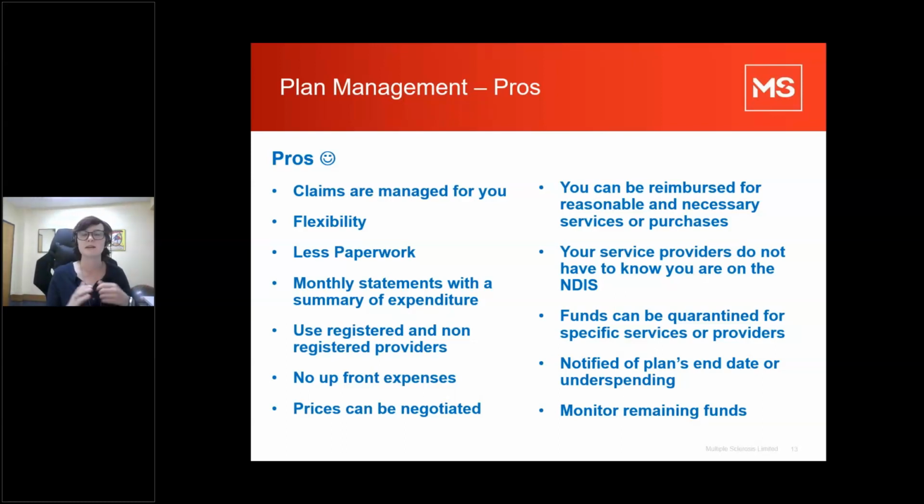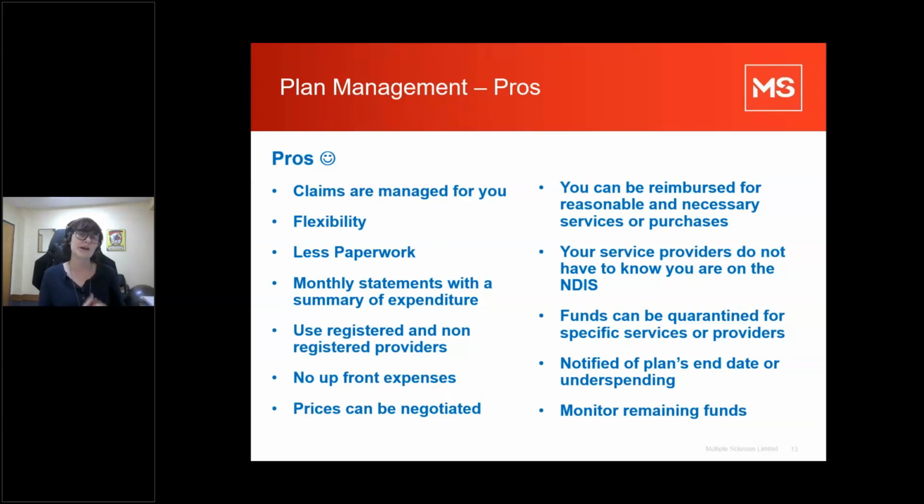By paperwork, I mean service agreements, so contracts, invoices, and any reimbursement claims. So that could be the receipt for the Dyson. They'll send you monthly statements, so that could be how much you spent or how much you haven't spent, and they'll also monitor if it's not making sense, if you've really underspent. They'll say, hey, you've got 60 grand left and you only have two months left in your plan. You might want to do something about this. Plan managers, though, won't be the ones to tell you how to do that.